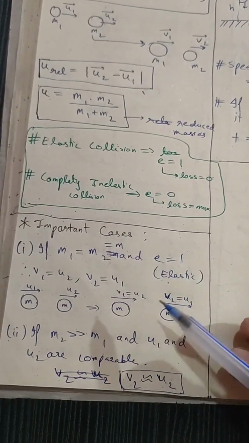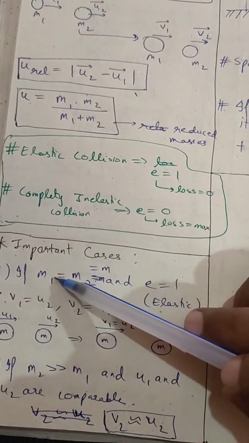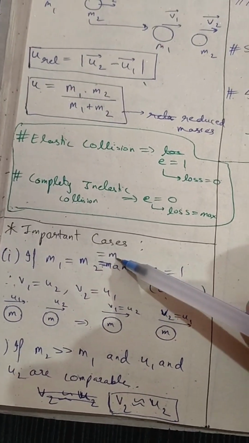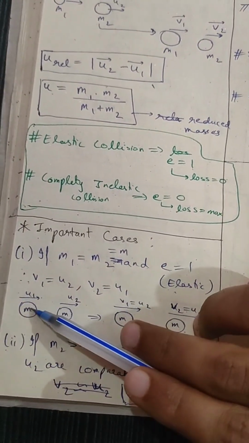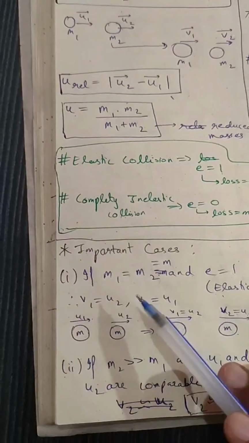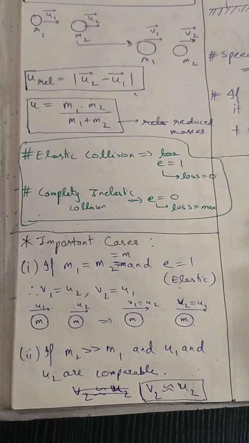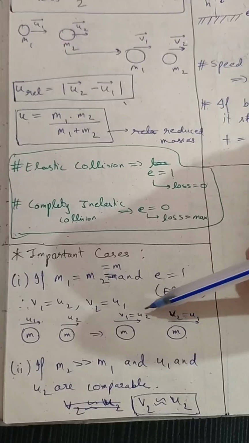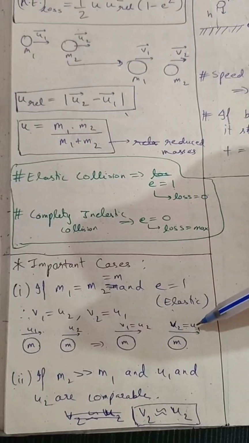Then we have two important cases which we need to remember. If we have two balls, let's say m1 and m2, having the same mass, that is m1 and m2 are equal and equal to m, and the collision is elastic, that is e is equal to 1, then the velocity is interchanged. What I'm saying is that the two balls of the same mass m are moving with u1 and u2. After the collision, the values of v1 and v2 are the exchanged values of u1 and u2. So v1 is equal to u2 and v2 is equal to u1.